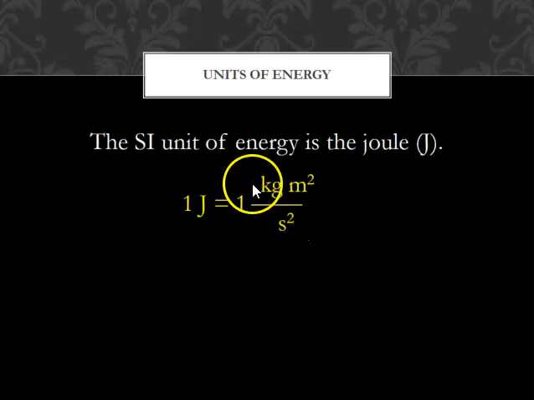All right, but the unit of mass is a kilogram. Acceleration would be meters per second squared, and then distance is meters. And when you multiply all that stuff together, you get this crazy thing, which is a joule.